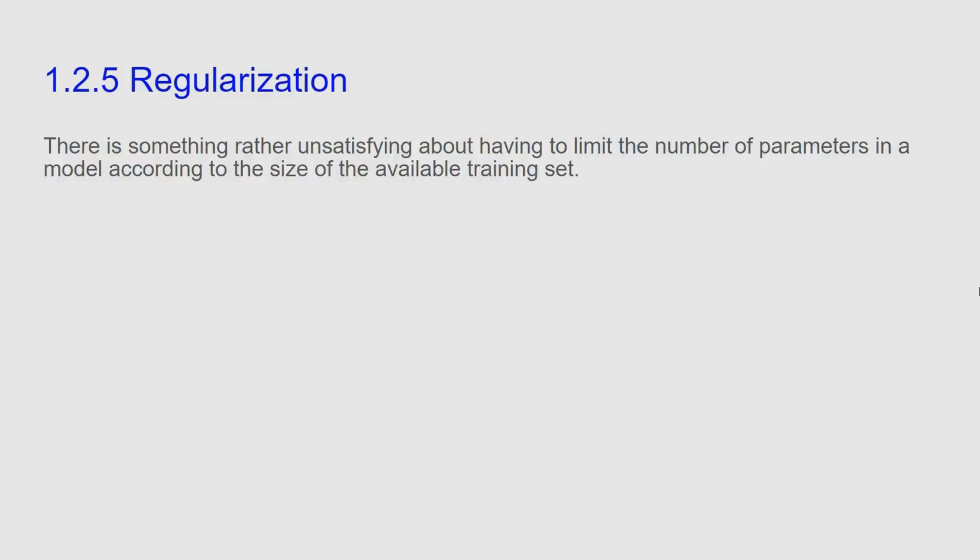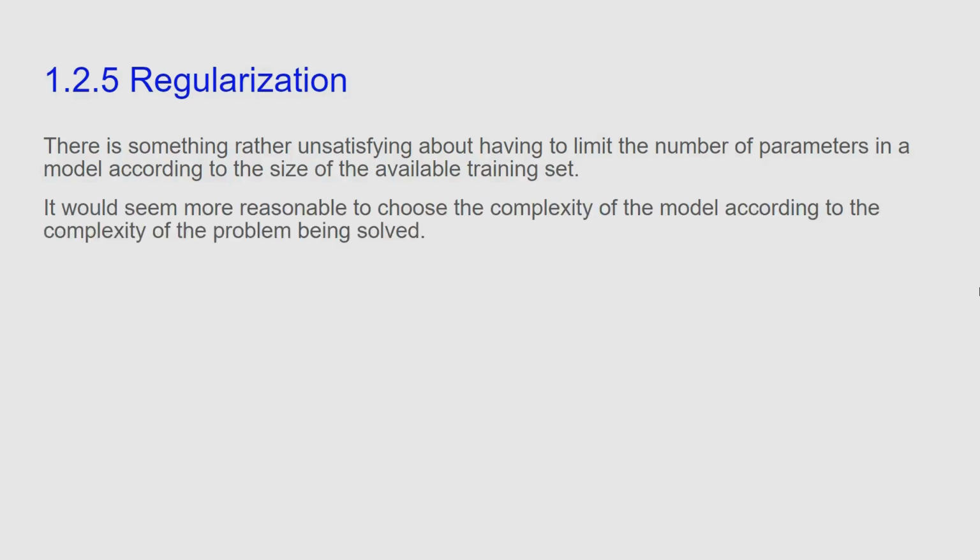1.2.5 Regularization. There is something rather unsatisfying about having to limit the number of parameters in a model according to the size of the available training set. It would seem more reasonable to choose the complexity of the model according to the complexity of the problem being solved.